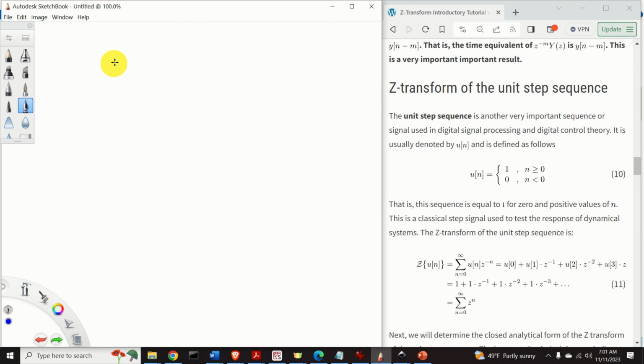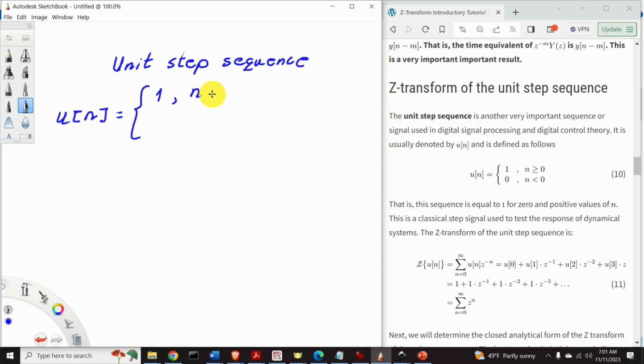Another important sequence is the unit step sequence. This sequence is defined like this. U of n is equal to 1 when n is greater than or equal to 0, and it's equal to 0 for all other values of n, that is when n is smaller than 0. Let us graphically illustrate this sequence.